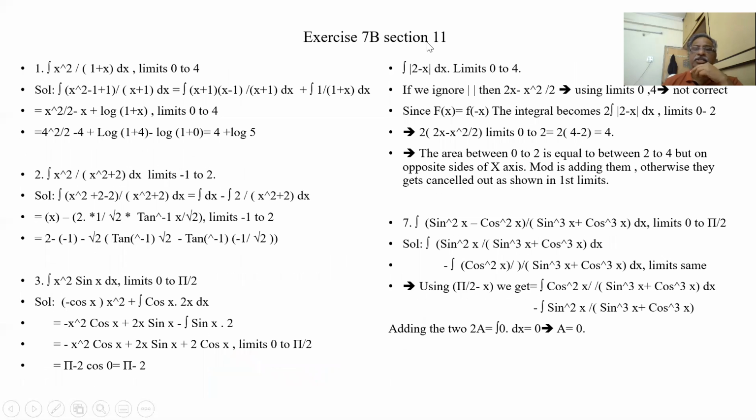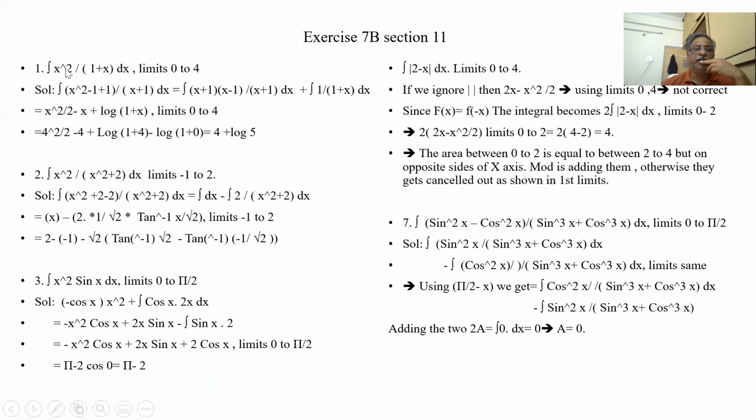Let us go to section 2. So exercise 7b, section 2. Integral x square by 1 plus x dx, limits 0 to 4. So this is not an even function. Even if I do 0 plus 4, 4 minus x also, it's not going to add anything to me. So I'm going to simplify this.